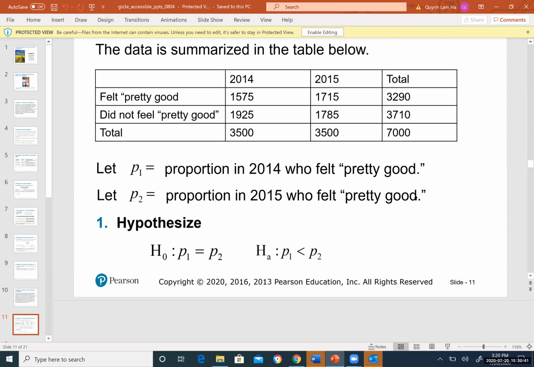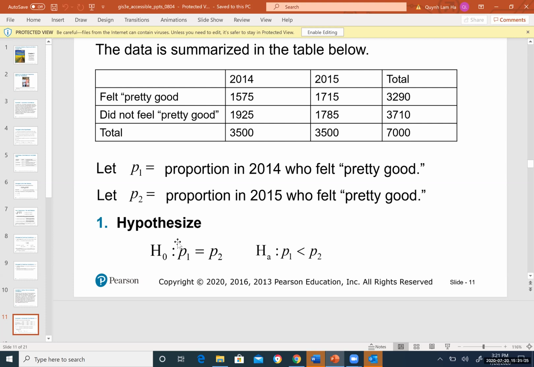Now you're going to learn how to conduct this. These are the steps for how you conduct the hypothesis test for two population proportions. Let's assume P1 is the proportion in 2014 who felt pretty good, and let P2 be the proportion in 2015 who felt pretty good. So step 1, the hypotheses. You want to set up the null hypothesis. The null hypothesis always says no change when you're comparing two population proportions. So we have H naught: P1 equal to P2.